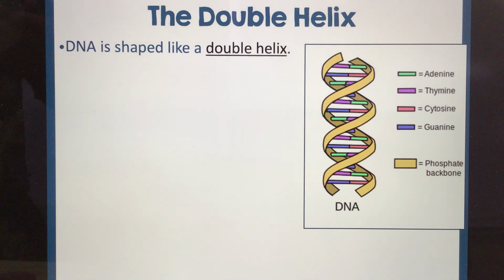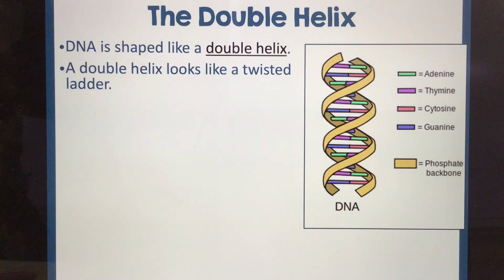All right, so DNA is shaped like a double helix. In this top box, it looks like a twisted ladder. If I were to look at this at the microscopic level, which we won't do, if I looked at cells and at the DNA inside of the nucleus, this is what you would see, since it replicates the most.